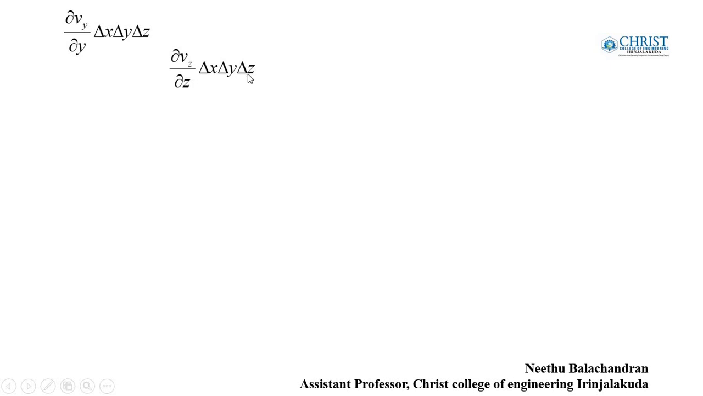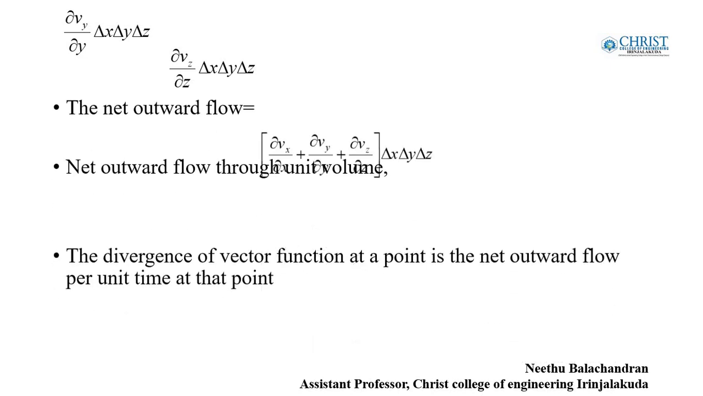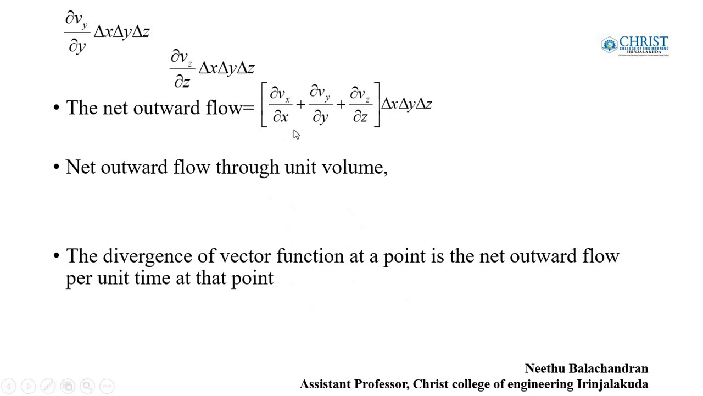So we got the net outward flow along the x-axis, y-axis and z-axis. We can summarize that the total flow along the three axes together will be ∂Vx/∂x plus ∂Vy/∂y plus ∂Vz/∂z, since Δx Δy Δz is a common factor. That is the total flow. Then what is the net outward flow per unit volume? We divide by Δx Δy Δz, since it represents the volume.